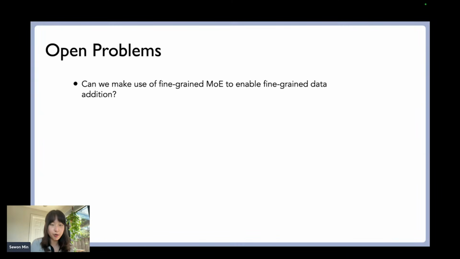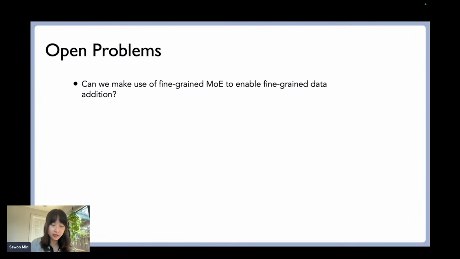One is, can we make use of fine-grained mixture of experts to enable fine-grained data addition? There are two reasons I think this is very important, and it relates to some earlier questions we had. One is that we want to scale the number of datasets that we can incorporate. Right now, every time you have a new data owner, you have to duplicate the original public model, so the model size can go very large very quickly. But if you use fine-grained mixture of experts, this can be mitigated.